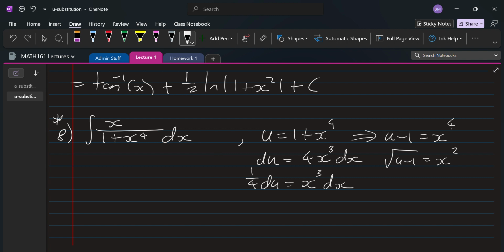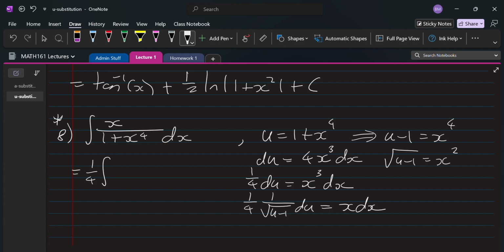Okay, good. So we've got that. Now we just put that on both sides. So we've got 1/4, 1 over root u minus 1 du is equal to x cubed over the x squared. That gives us the x that we need. Yeah, very similar to what we did with that number 4 from yesterday.